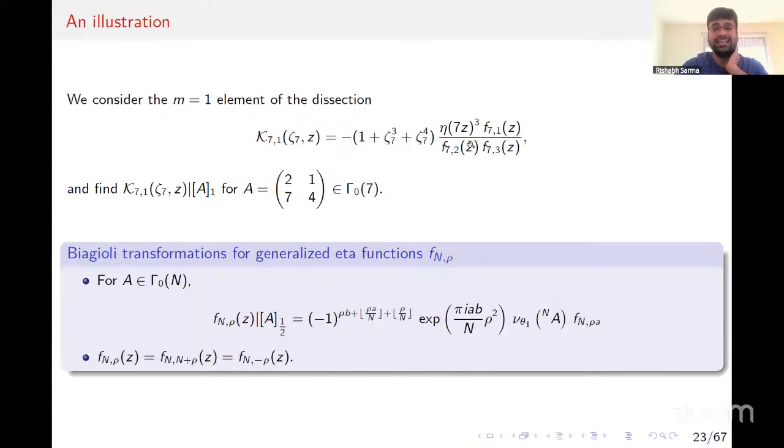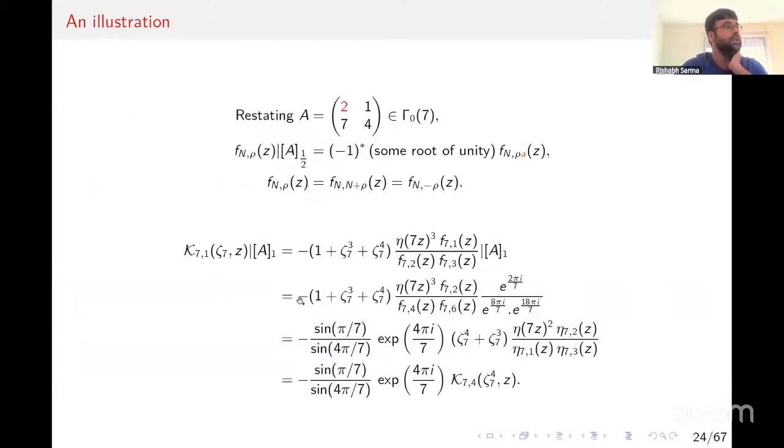For that, we know the transformation of the eta function very well. For these Biagioli theta functions, their transformation property under a matrix A in Gamma_0(N) was given by Biagioli in his paper itself, and also the following property. Using those, restating, this is the matrix that we are considering, and the action of the matrix A on F gives you the following, where we have minus 1 to the power something times some root of unity times F of N rho A. The rho here changed to rho A, where A is the first element of the matrix. And we also need to use the following property.